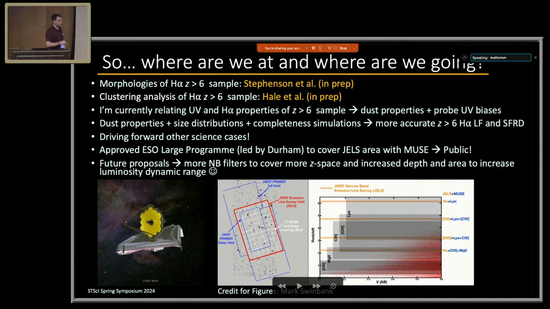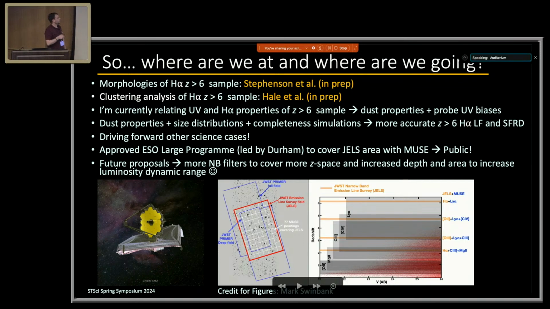Where are we at and where are we going? As I mentioned earlier, there's a bit more work to be done before we can get more concrete conclusions. The size distributions and morphologies of this H-alpha sample are being led by Harry Stevenson at Lancaster University, as well as clustering analysis and completeness simulations carried out by Catherine Hale at Oxford.